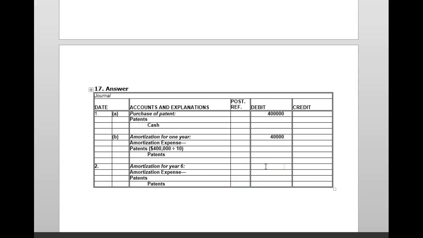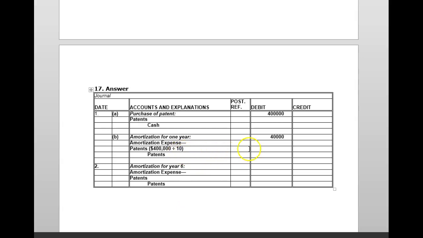And then when they get to year 6, they find out it's only going to be good for 2 years because there's a brand new item coming up. So what to do with that? Now you have to figure out, what's my base? Where am I at? So they've had it 6 years, or they've amortized it 5 years.